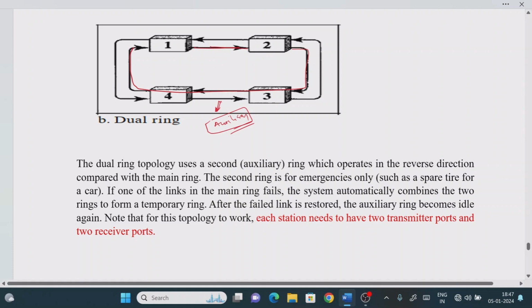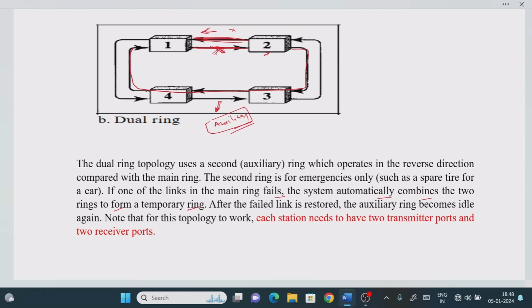Now we will see that, right? The auxiliary ring operates in the reverse direction, and it means that if this one is working in this forward direction, the auxiliary ring will work in the reverse direction. We will see why it has to work in the reverse direction. If one of the links in the main ring fails, the system will automatically combine the two rings to form a temporary ring. Suppose it has to send the token to the second one, right? If this link fails, immediately this auxiliary ring will start functioning, so that you feel there is no disconnection. No connection loss means there will be no dropping of the connection. That is the use of the auxiliary ring, right?